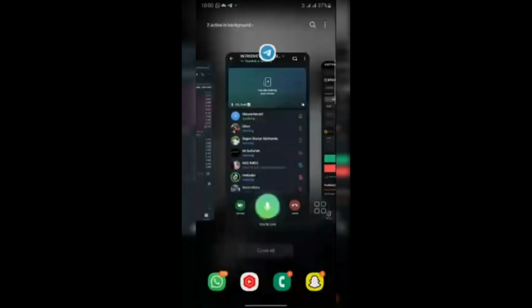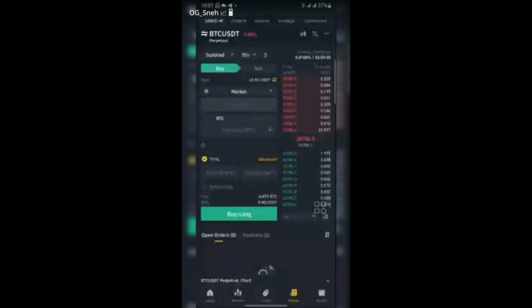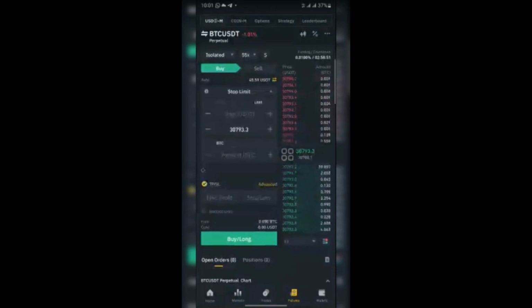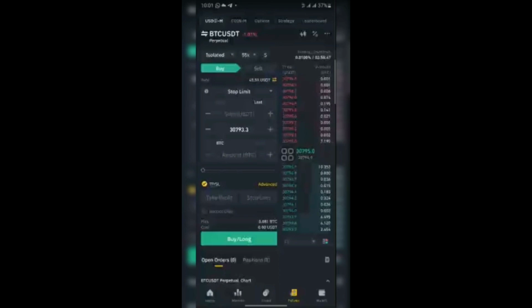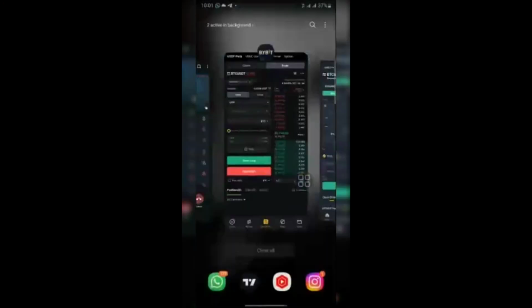So is the stop limit what you are going to use? For the person, if you want to use it, yes. But for newbies that I want to teach, what you should be using is just the limit and the market. Nothing else should concern you. The limit and the market. Do you understand? Okay, thank you, I've understood.